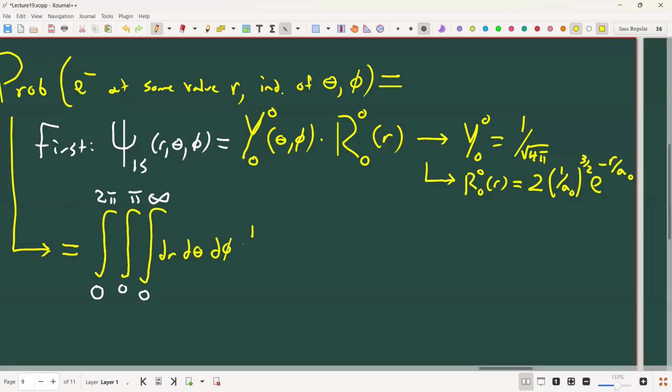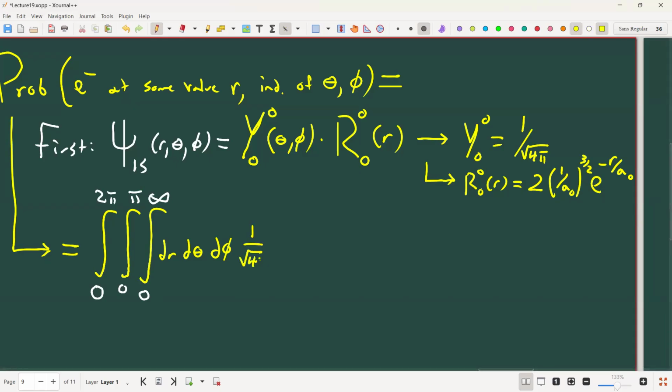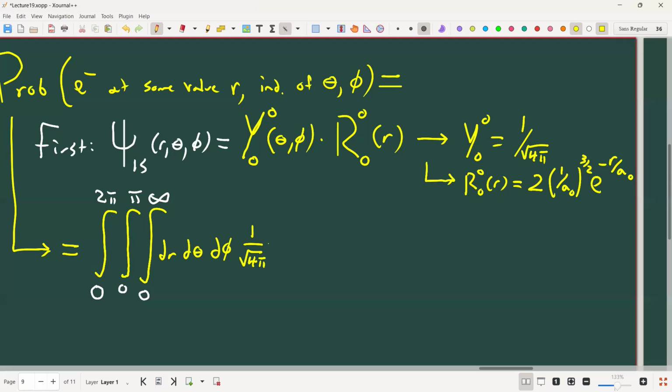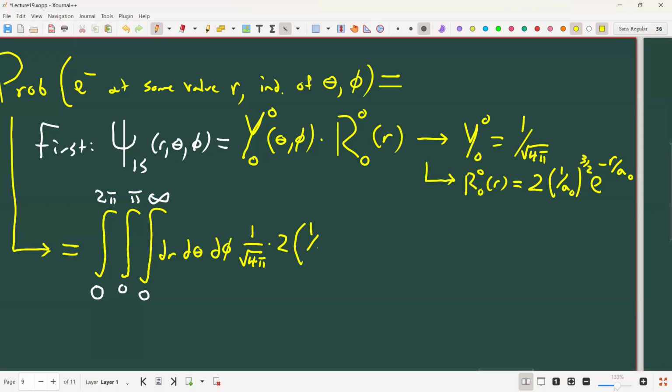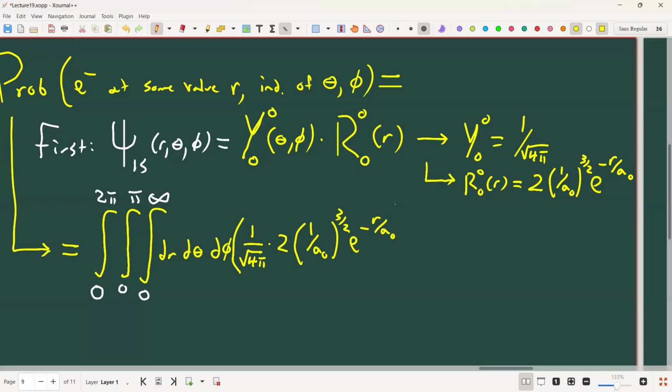Right, times our function: 1 over the square root of 4 pi times 2, 1 over a naught to the 3/2 e to the minus r over a naught. Remember, we square this, and then we have an additional factor of r squared sine theta from the volume. So this is our psi squared. We have r squared sine theta, and we're integrating over all the coordinates.